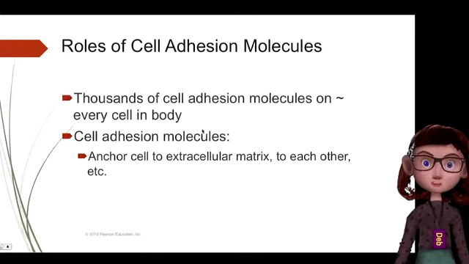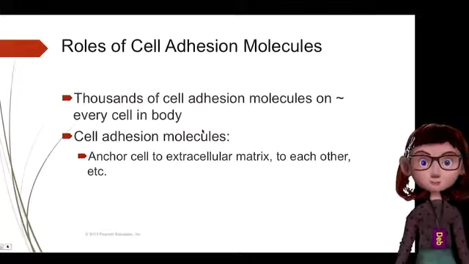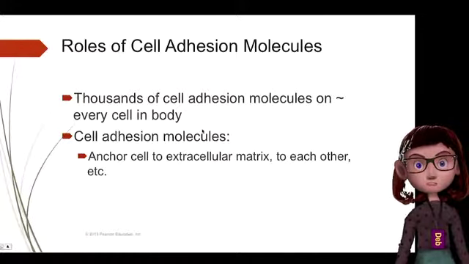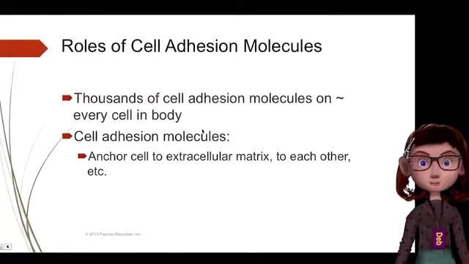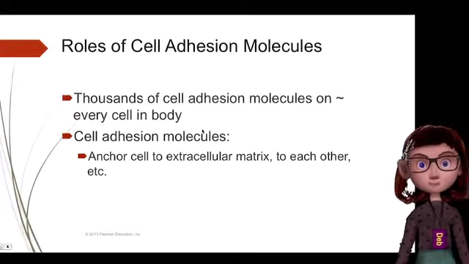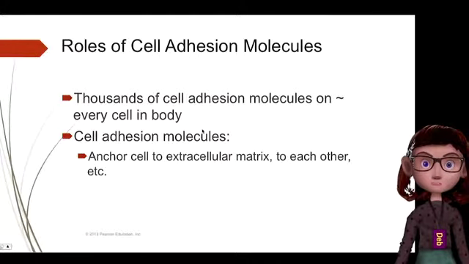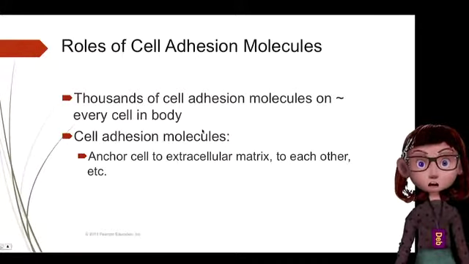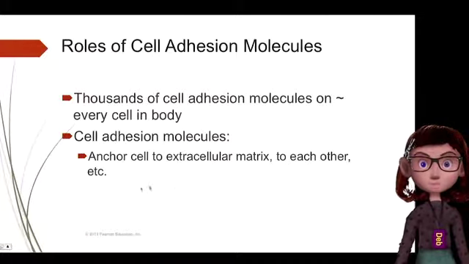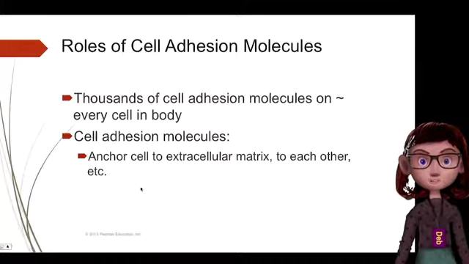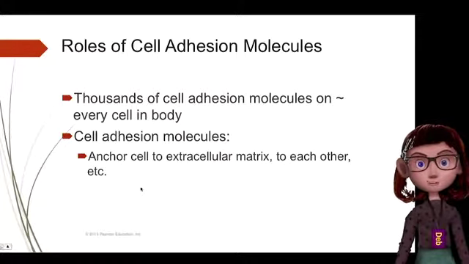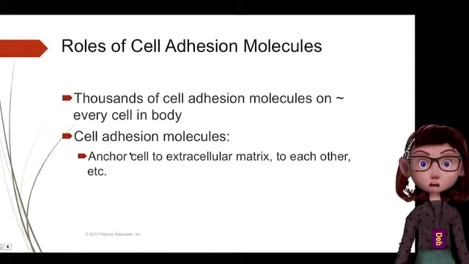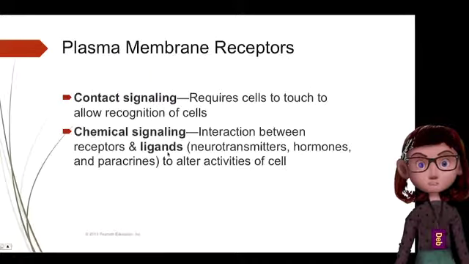Okay, there are a few other kinds of cell proteins, cell adhesion molecules. There are thousands of cell adhesion molecules on every cell in the body. What do these do? Cell adhesion molecules will anchor that cell to the extracellular matrix and to each other. It's really important that our cells stick together and tissues and organs stay in the right place, and that is partially due to these cell adhesion molecules.